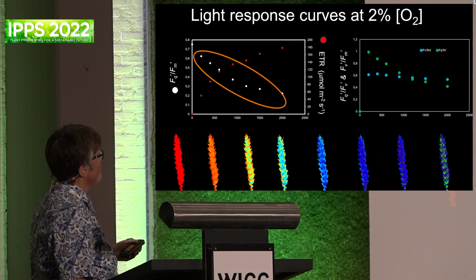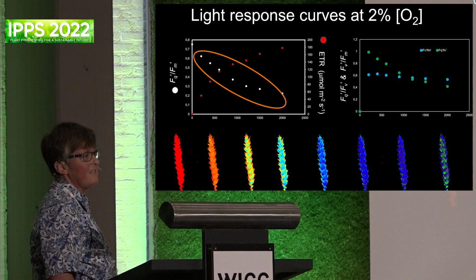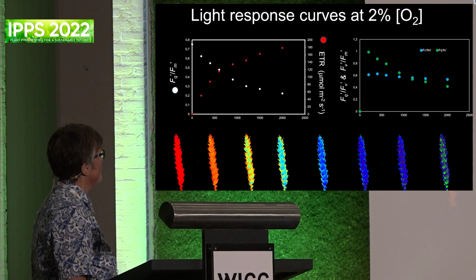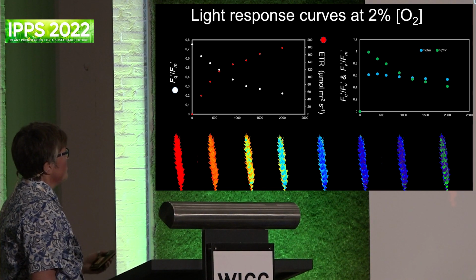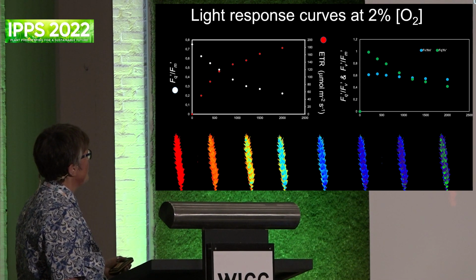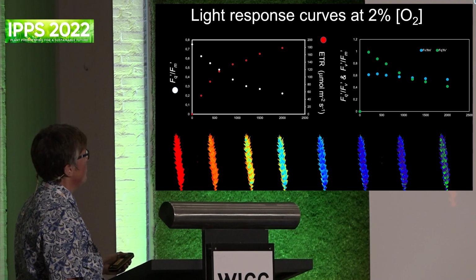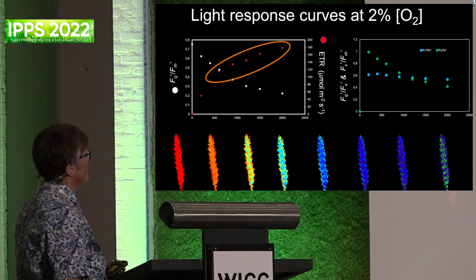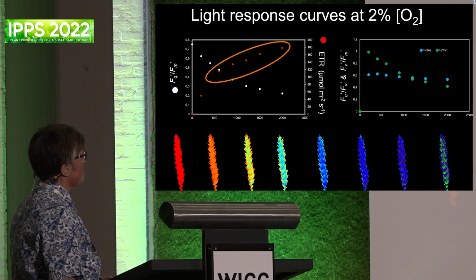So we get a typical light response curve with the ear photosynthesis, exactly the same as we do with leaf photosynthesis. Because we've done this also at 2% oxygen, we sort of eliminate photorespiration, and with some assumptions, you can relate that to electron transport or relative electron transport rates, as shown in this red here.